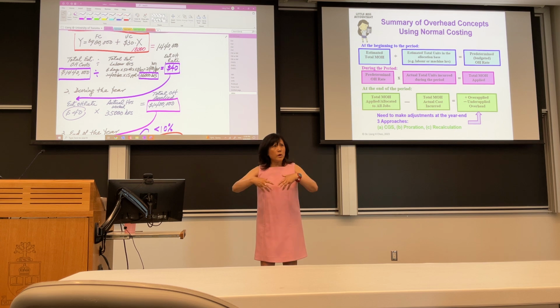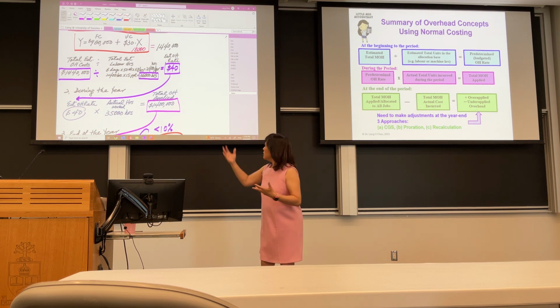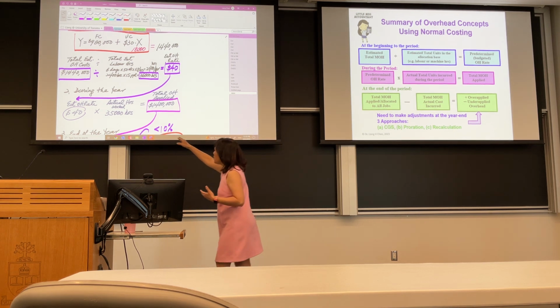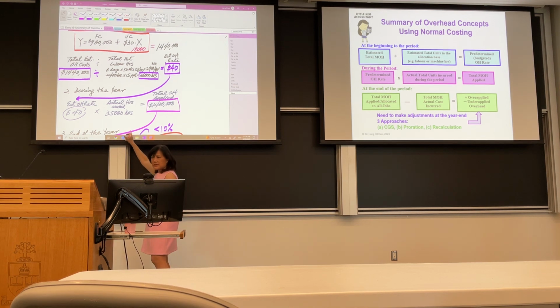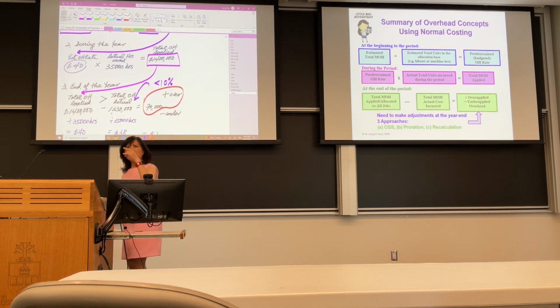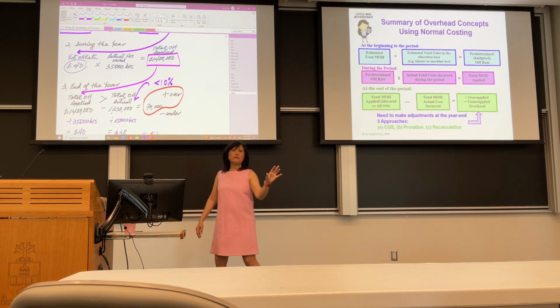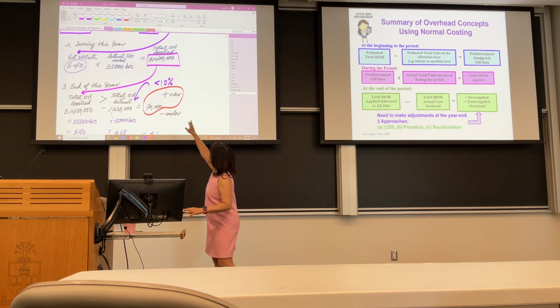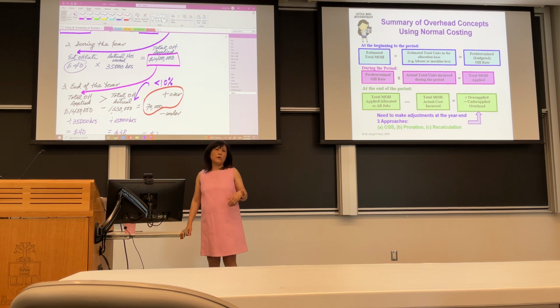Now you really work on the project. How many hours did you really work? You multiply by this, actual, not estimate. So now at the end of the year, we say, okay, we've done so many hours, so many jobs. This is how much overhead I charged or applied, $1.4 million.